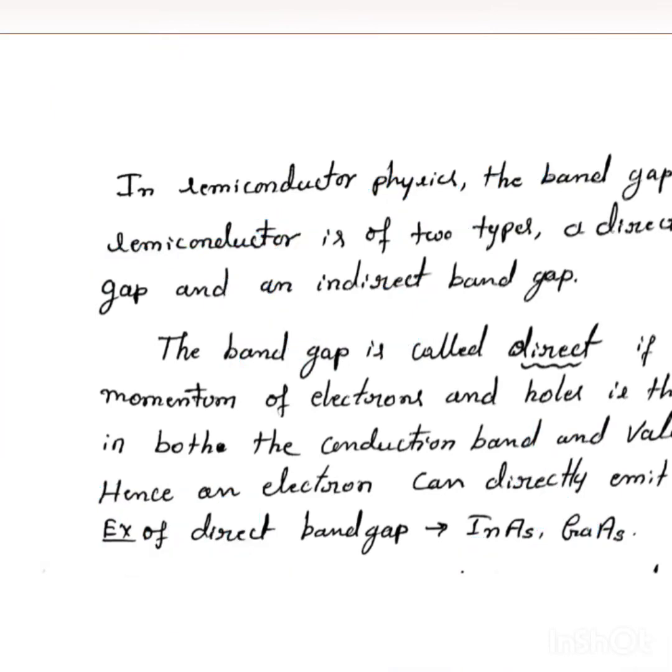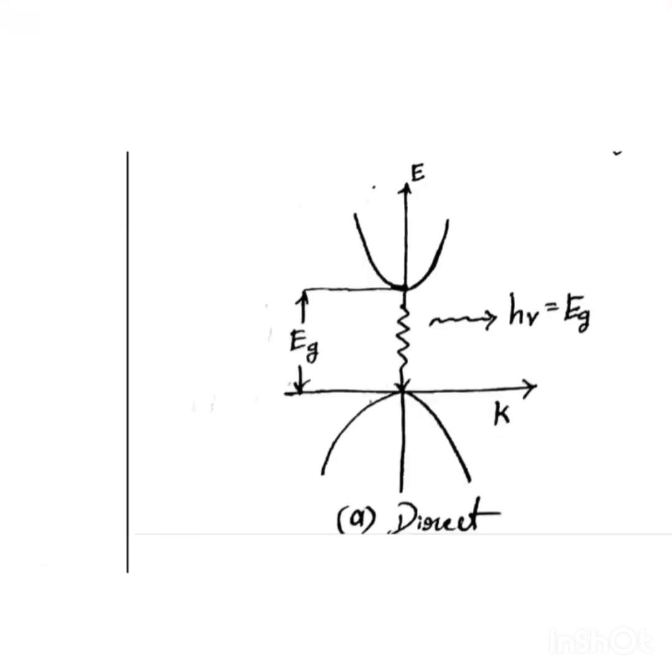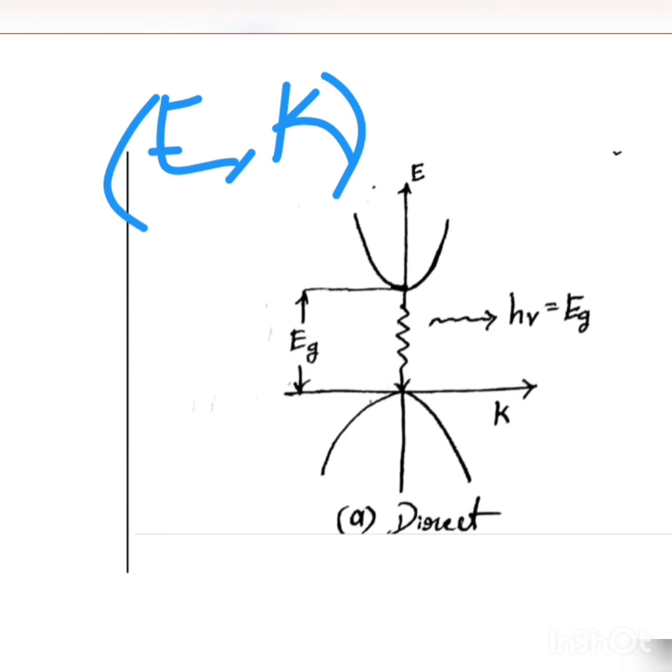Examples of direct band gap semiconductors are compound semiconductors, say gallium arsenide, indium arsenide, then we have gallium nitride, GaSb, indium phosphide, etc. So they are examples of direct semiconductors. You can see the E-K plot here, the E-K plot of a direct semiconductor. This is the conduction band and this is the valence band.